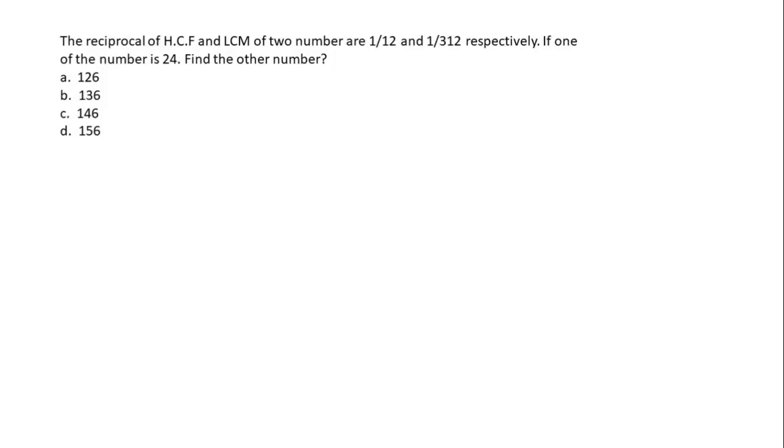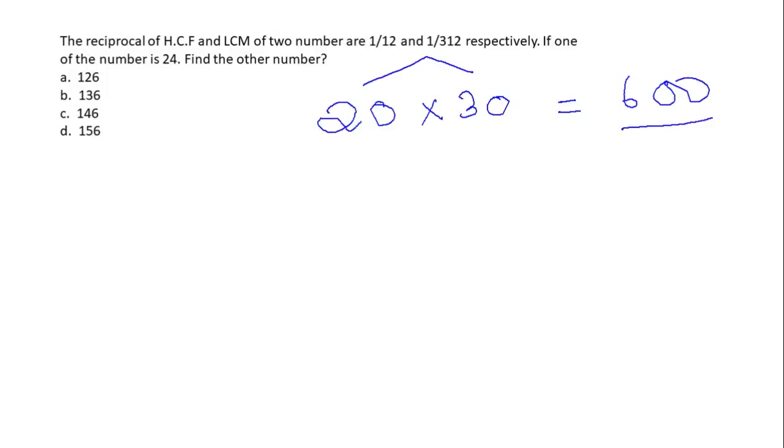Let's take for example a number called 20 and another number called 30. So what is 20 into 30? It is 600, correct? We all know this. What is the HCF for 20 and 30? It is 10. So what is the LCM? LCM is 2 into 3 into 10, which is 60. So when I multiply 10 into 60, what do I get? 600. Hope you're able to understand.